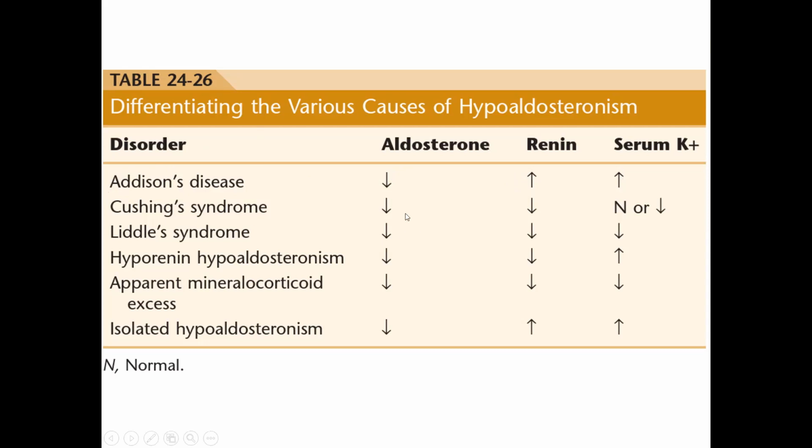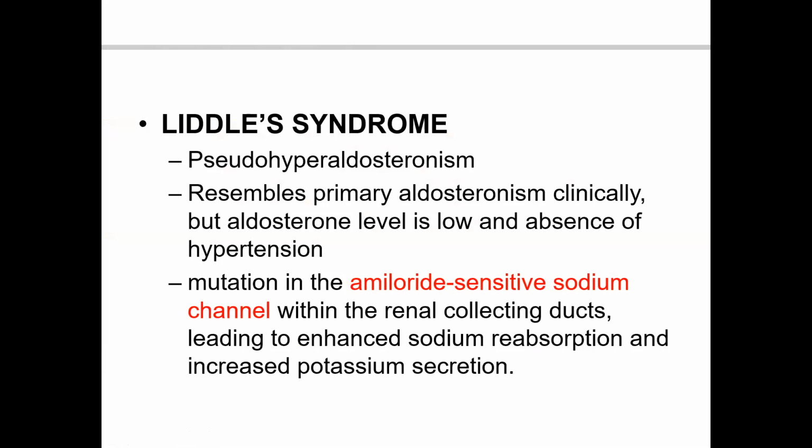In Cushing syndrome naman, we have decrease in aldosterone, also decrease in renin, and also normal to decrease na serum potassium. In other mga conditions, just read on the other conditions.